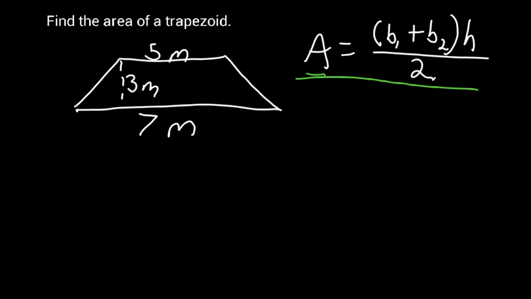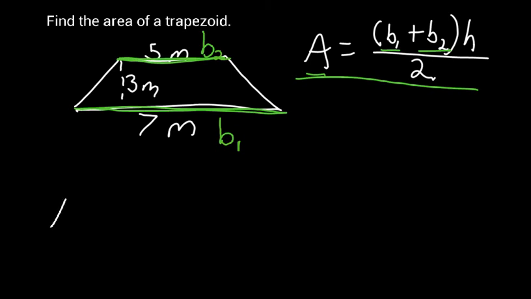B1 and B2, those stand for bases. We call them base 1 and base 2, because a trapezoid has two bases. This would be base 1, and base 2 is on the top. They're different sizes, unlike a normal rectangle, where they are the same size. So we call them base 1 and base 2, and it doesn't really matter which one you call which, so we'll call this one base 1 and this one base 2. So let's start filling out our formula.